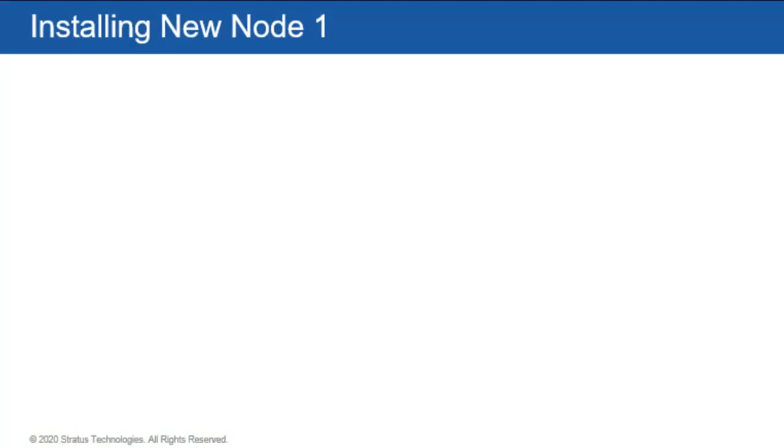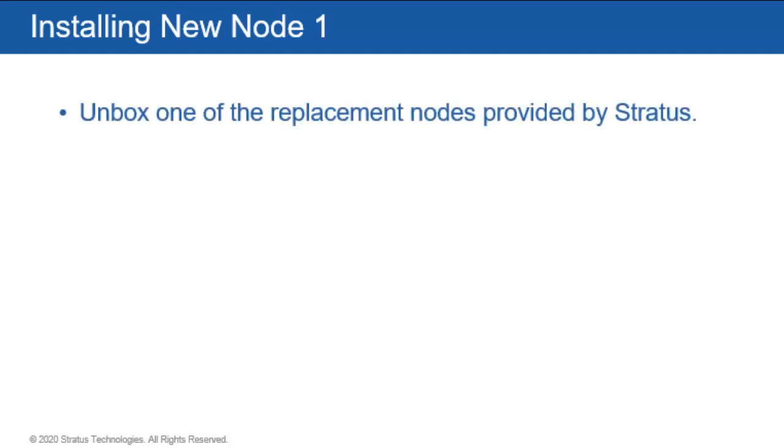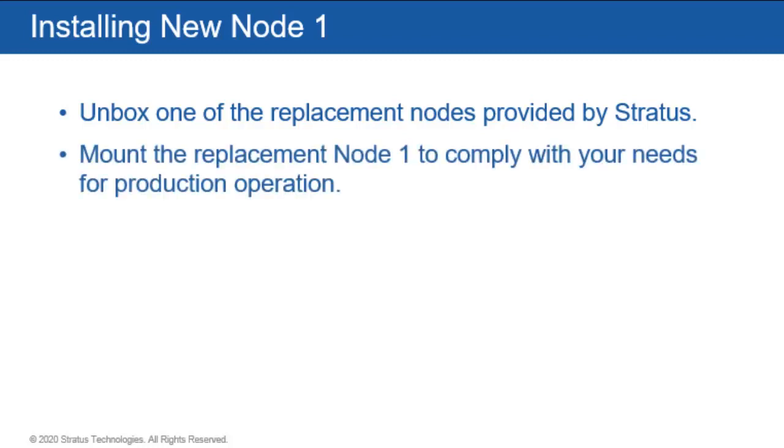We will now move on to installing the new Node 1. Unbox one of the replacement nodes provided to you by Stratus. If necessary, mount the replacement Node 1 to comply with your needs for production operation.